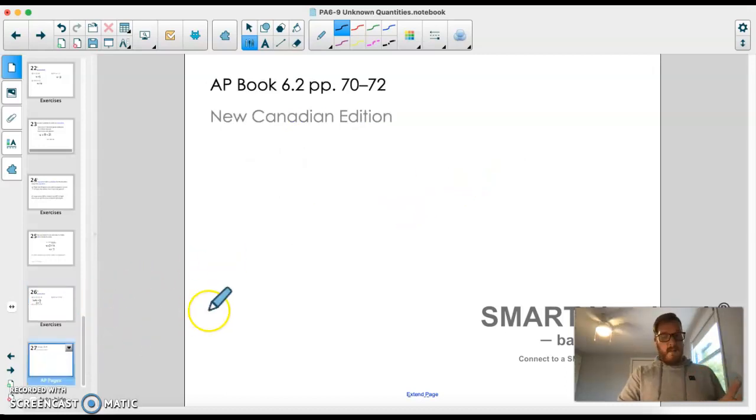Okay, I'm literally almost out of time. This is the practice if you haven't been doing the stuff. It is Unknown Quantities, page 70 to 72.